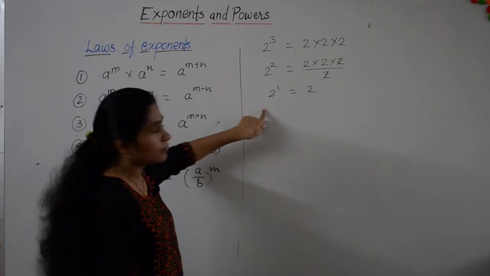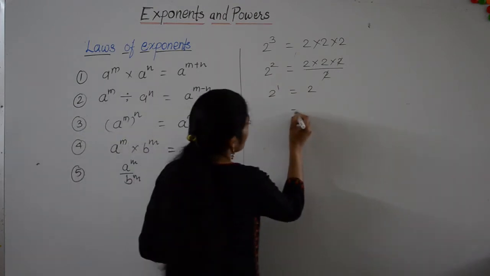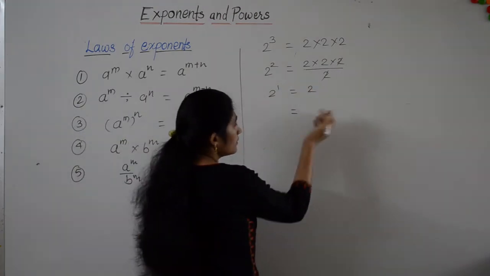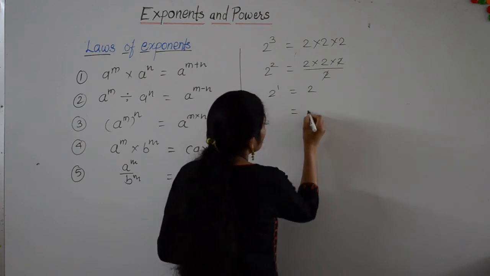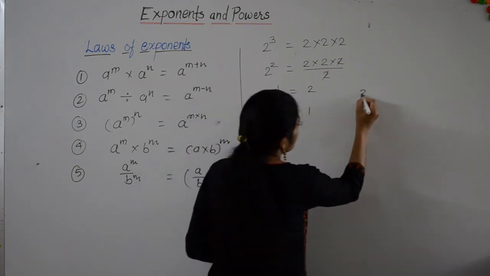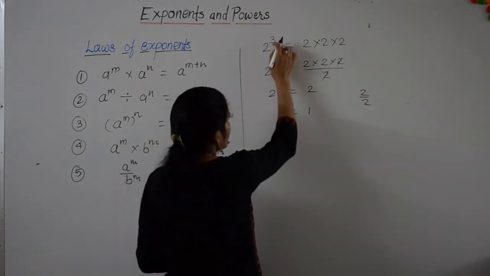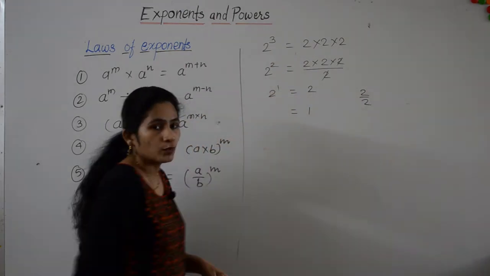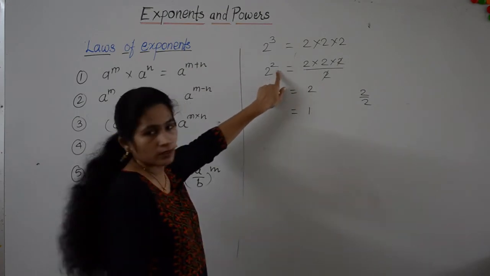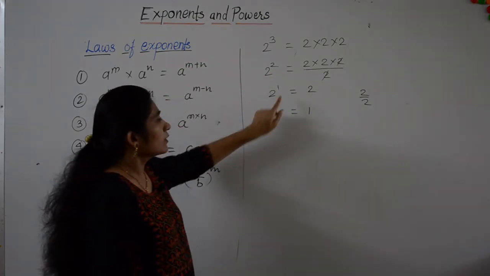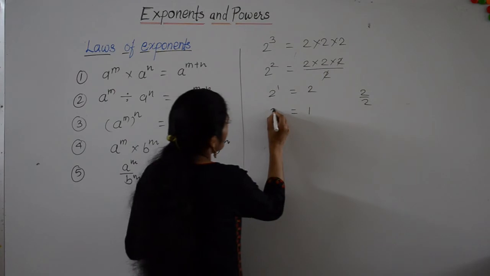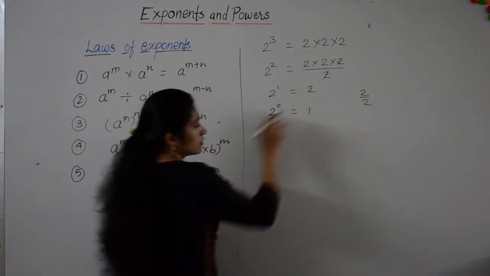If we continue the same pattern, what do we get? If we divide this 2 again by 2, we will get 2 divided by 2 is 1, and here the power is getting reduced by 1. That is 3 minus 2 is 1, 2 minus 1 is 1, 1 minus 1 is 0. So 2 raised to power 0 is 1.